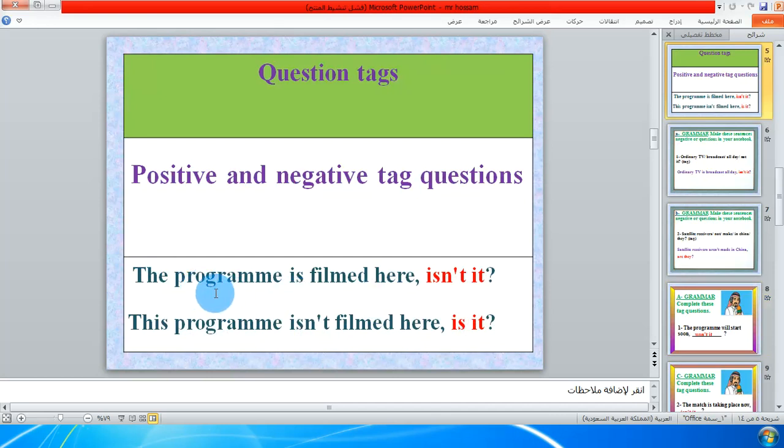Here we have some more examples. The program is filmed here, isn't it? Here we have is in an affirmative sentence, so we transform it into a negative question, isn't, followed by the subject it. Okay? If we have a negative sentence with isn't, we transform it into is, followed by the subject it. Okay, is it clear?